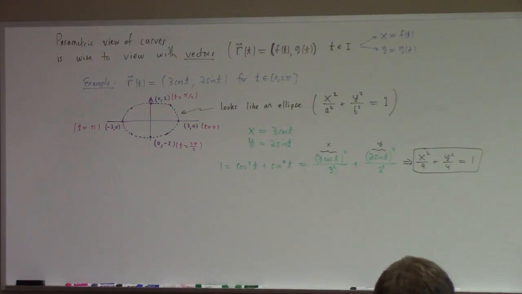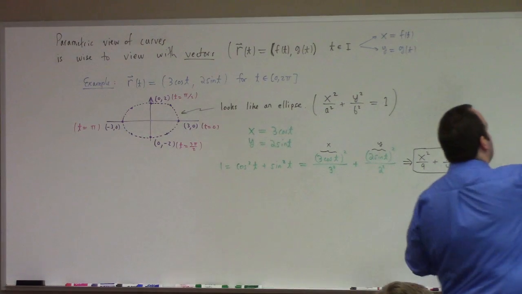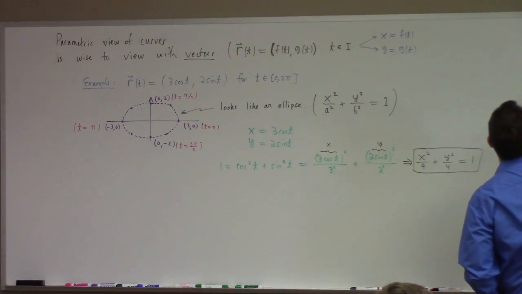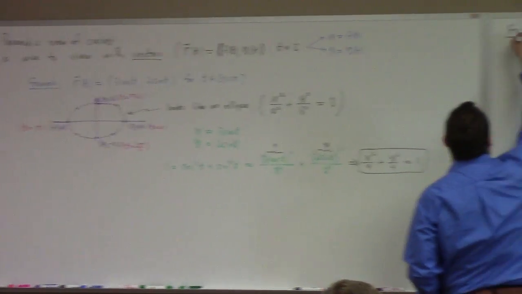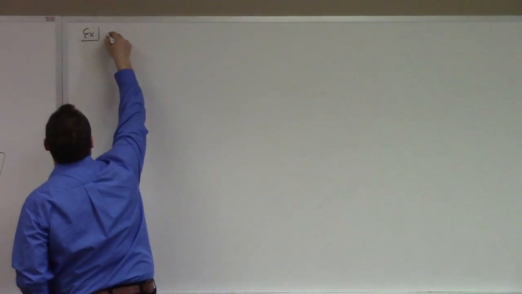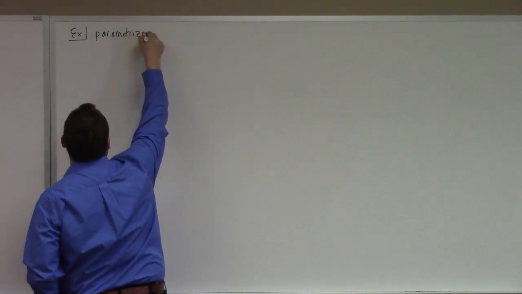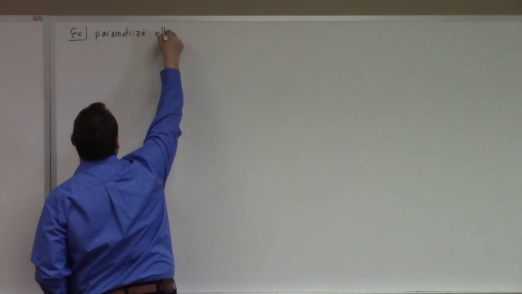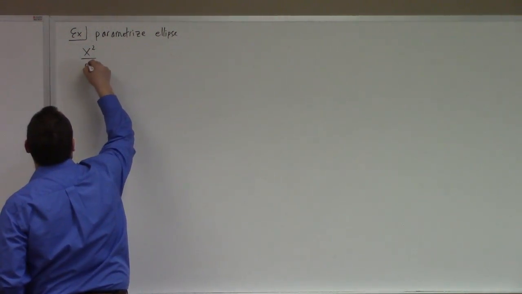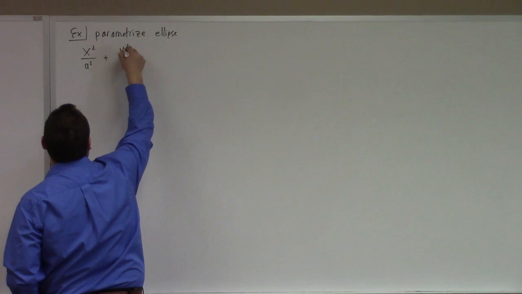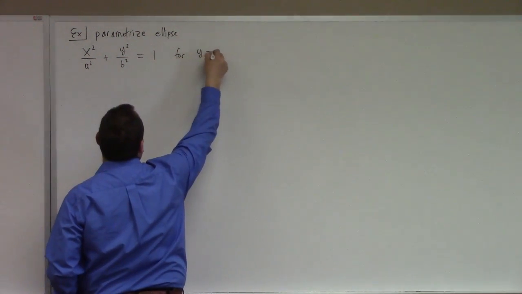Now that I've done this example, I bet if I asked you to parameterize a follow-up example, you could. I'm eventually going to get back to vectors, but we're on a roll here, so let me stick with it for a minute. I'll do 2 more examples. Parameterize the ellipse x squared over a squared plus y squared over b squared equals 1 for y greater than or equal to 0.